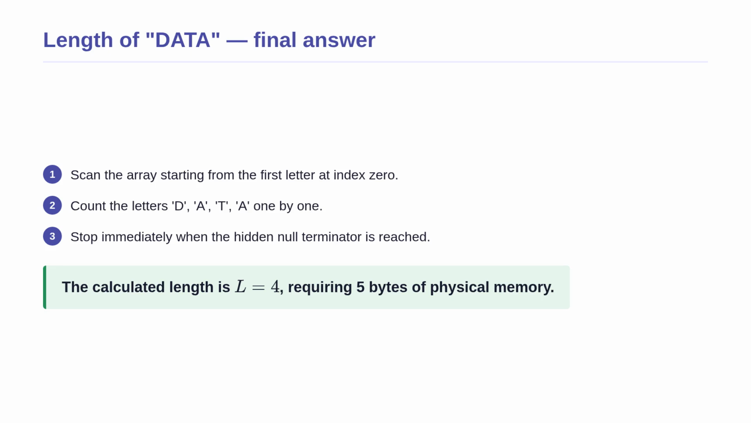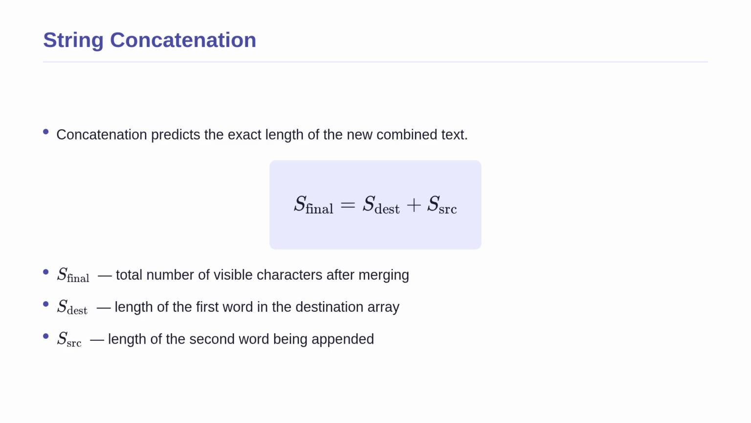Before we move on, let us see this with a concrete example. We want to find the length of the word data. The computer scans the array starting at index 0. It counts the 4 visible letters one by one and stops the exact moment it sees the null terminator. The final calculated length is exactly 4. However, remember our earlier rule? The physical memory size required to store this string safely is 5 bytes because the computer absolutely needs that extra byte to prevent crashing.